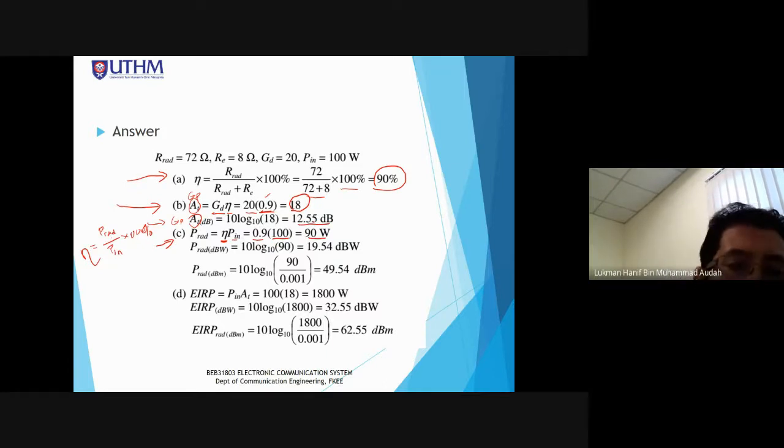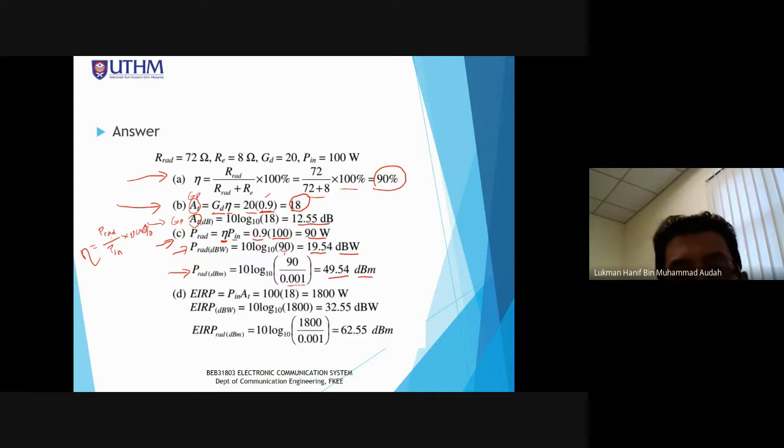So in dBW, P radiation in dBW is equal to 10 log of 90. So 10 log of 90, we get 19.54 dBW. The reference value is actually 1. Then in dBm, dB milliwatt, it is equal to 10 log of 90 divided with reference value 1 milli. So we get 49.54 dBm. Okay, if you are used to it, you know that the difference is 30.